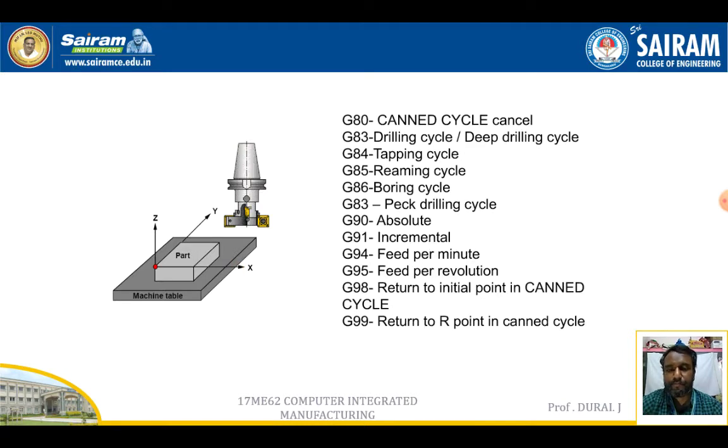Next come the commands: G80 is canned cycle cancel, G81 is drilling cycle, G84 tapping cycle, G85 reaming cycle, G86 boring cycle, G83 peck drilling cycle, G90 absolute, G91 incremental, G94 feed per minute, G95 feed per revolution, G98 return to the initial point of the canned cycle, and G99 return to the R point of the canned cycle.